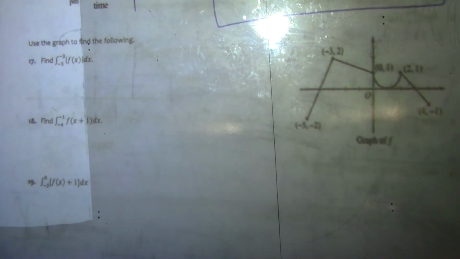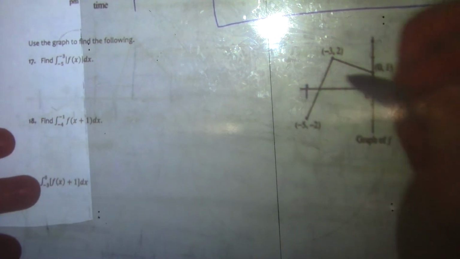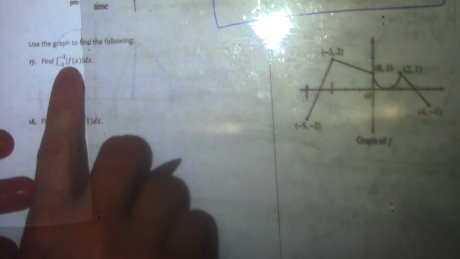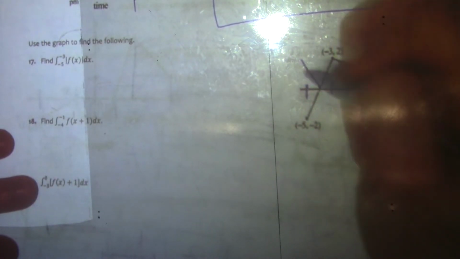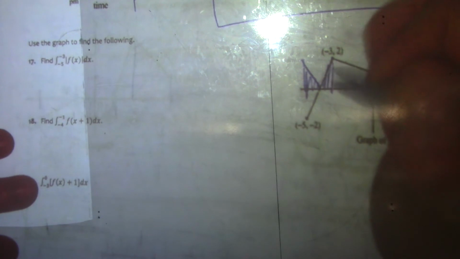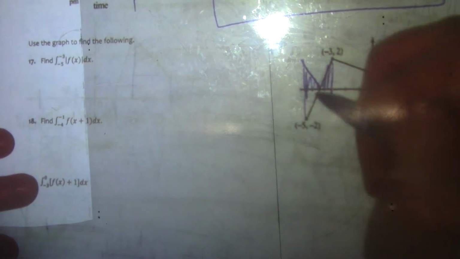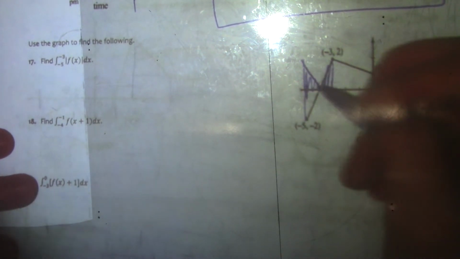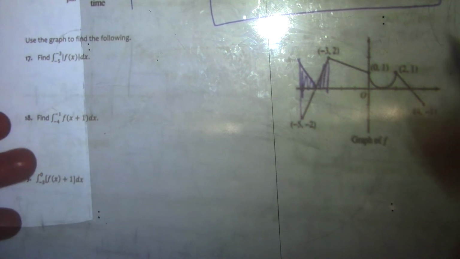Alright, some more areas. So here I'm going from -5 to -3, except I'm not finding it at f, I'm finding it at the absolute value, so this would actually get flipped up right here. So I'd be finding these two areas. This one was base of 1, man, I drew all over it. I think it's still base of 1.